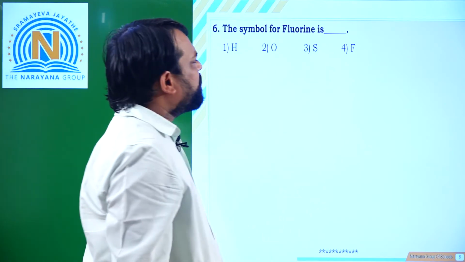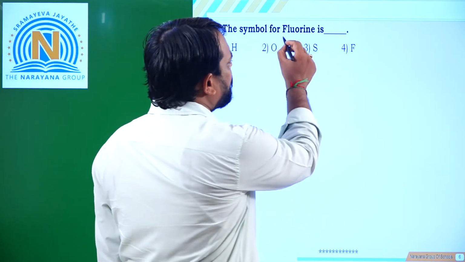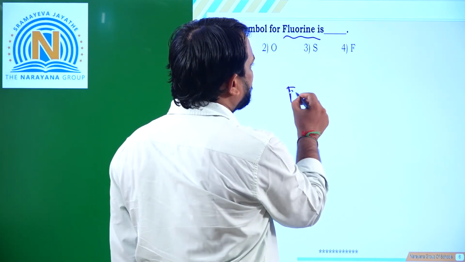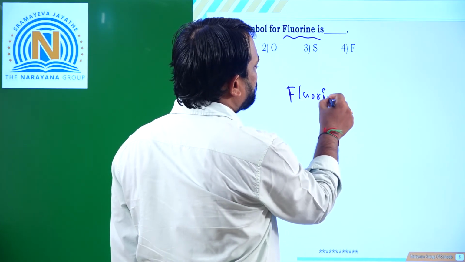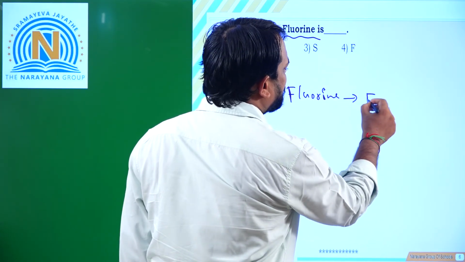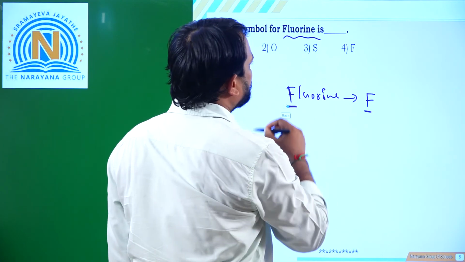Next, the symbol for fluorine is the first letter of fluorine, that means capital F. So, which option?